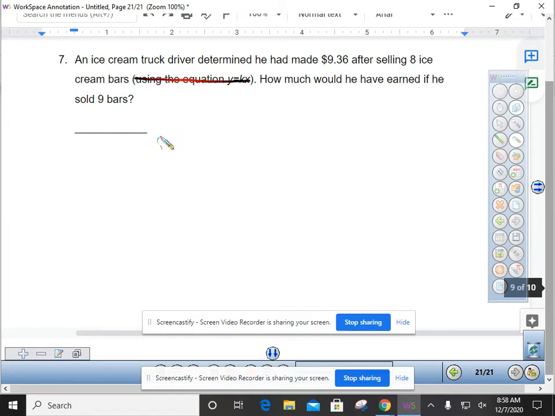Did you write a proportion? Yes. What are your words? Money and ice cream. What do you say, Maddie? Money and ice cream. Perfect. So then you wrote your proportion lines just like we did Friday on the IXL, right? And what's your money? $9.36. For how many bars? 8. And then what's it asking you about? How much he's earning if he sold 9 bars. So where does the 9 go? On the bottom. Why does it go on the bottom? Because it's ice cream bars, right?